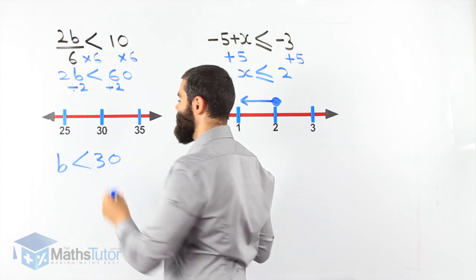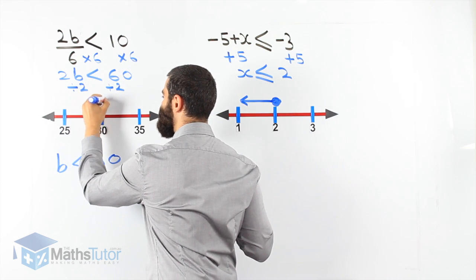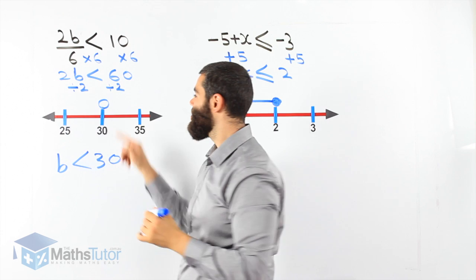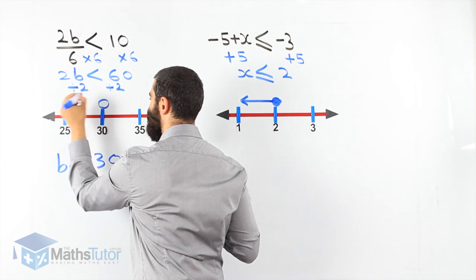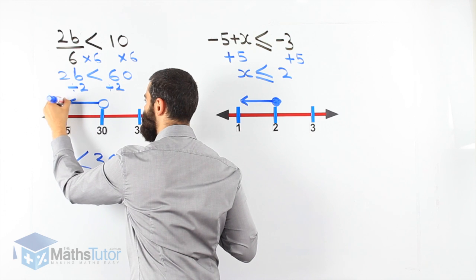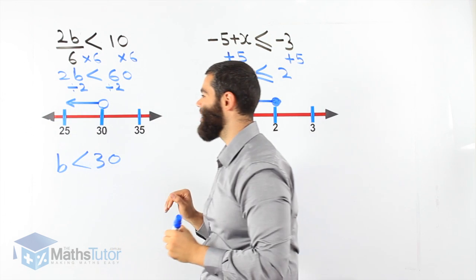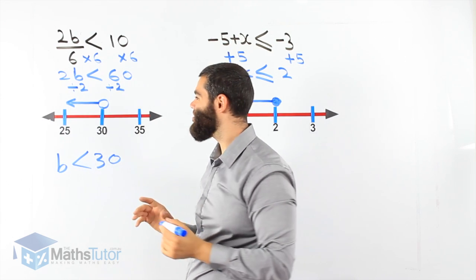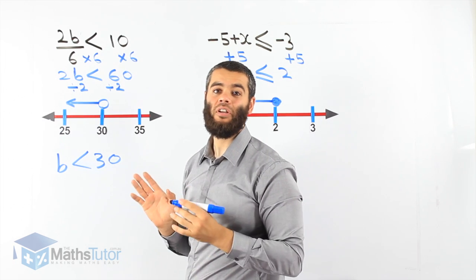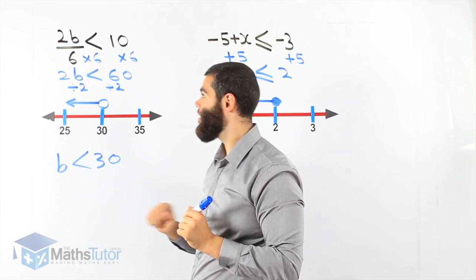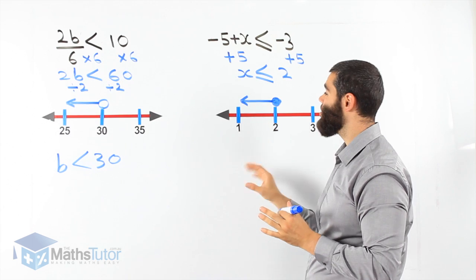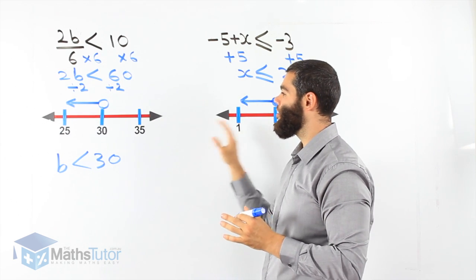So we show 30, there it is. It's less than, so it's a hollow circle. It's not equal to 30, it's less than 30. So we show a hollow circle and we show the arrow towards the less than side. So b is a number that is less than 30. It's not 30, it is less than 30. This is basically how to solve an inequation and to actually graph it on the number line.